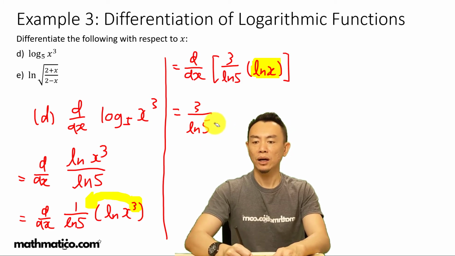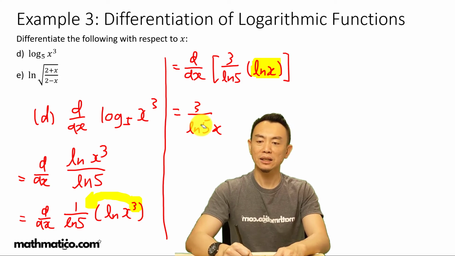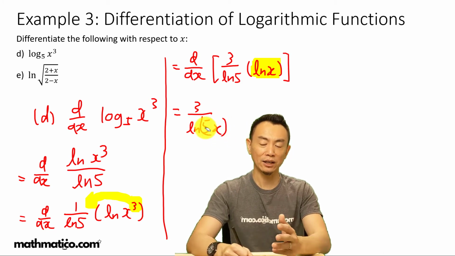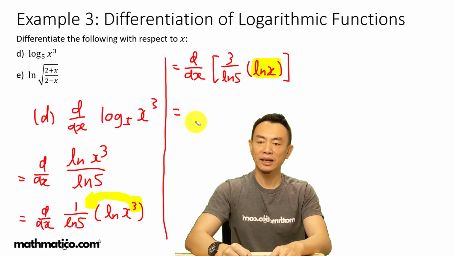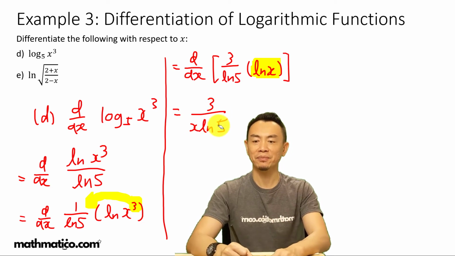Now, if you write 3 over ln 5x, it's very confusing. Is it ln of 5 times x, or is it ln of 5x? Okay, and in this case, if you write ln of 5x, it's wrong because it's actually ln 5 times x. So I'm going to write it as 3 over x ln 5. Okay, I don't have to use brackets, and it's very clear. x is multiplied to ln 5.